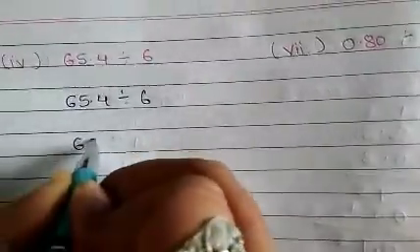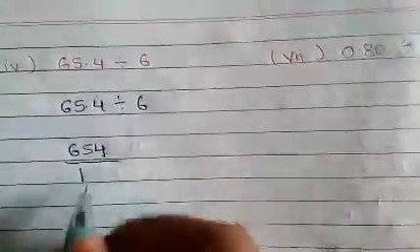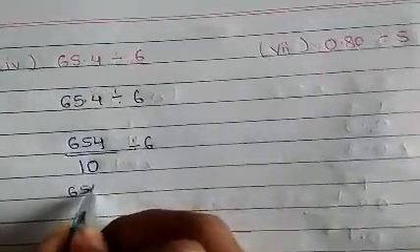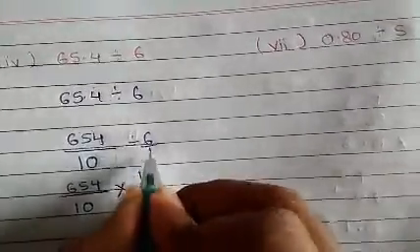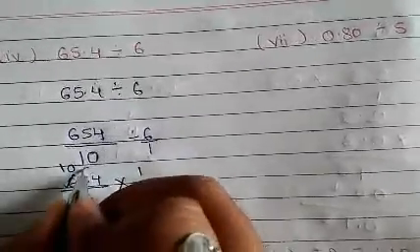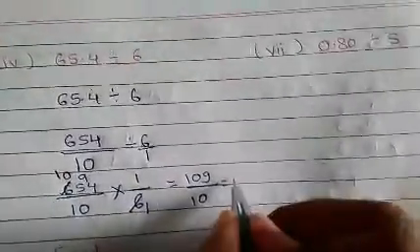64.4 divided by 6. Again this one I will write in fraction. 644 divided by how many? After the point how many numbers are there? Only 1. 10 divided by 6. Next, 644 into 1 by, it will become reciprocal, 6 by 1. 6 1 ja 6. 0. Again we have to take two numbers. 6 9 ja 54. 6 9 ja 54. So 109 divided by 10. Write this one from fraction to decimal.